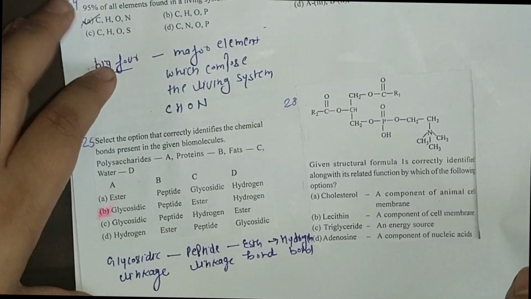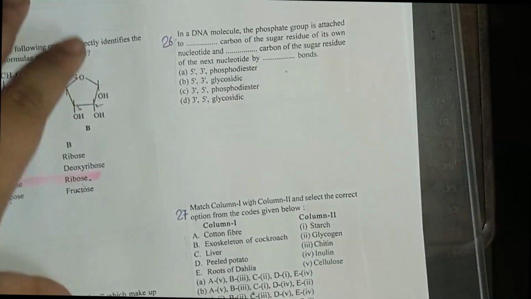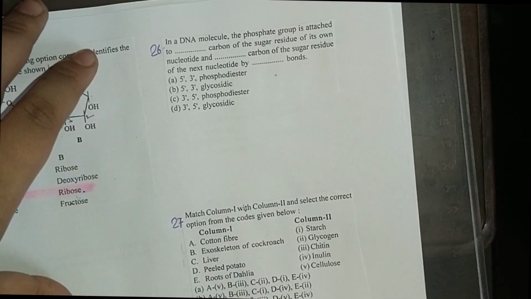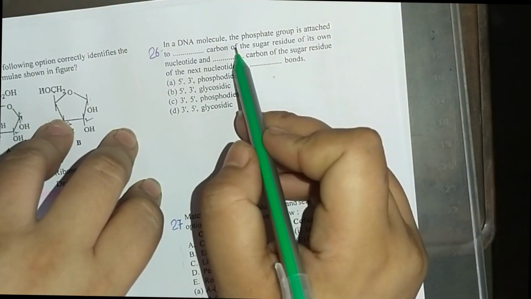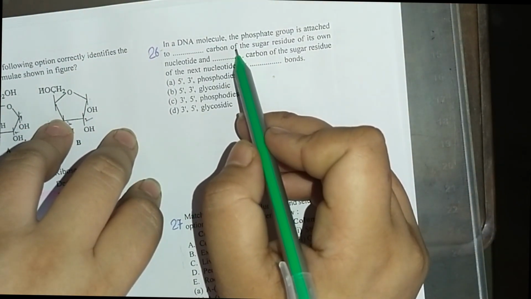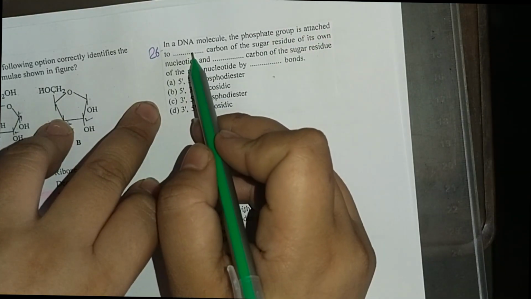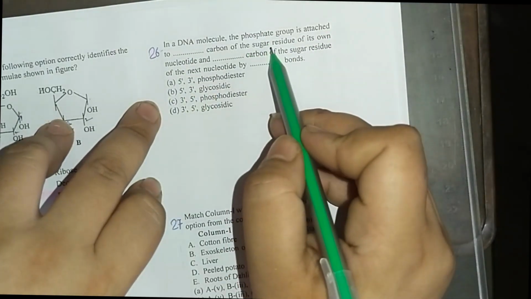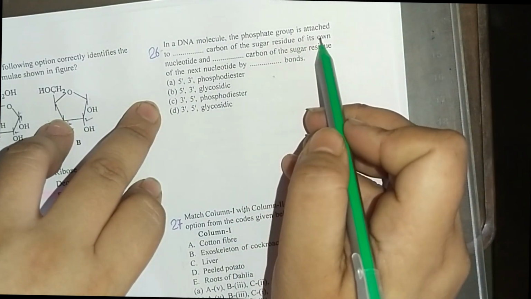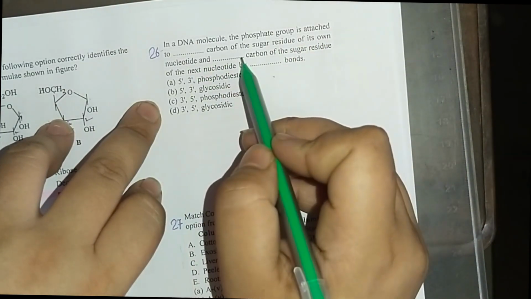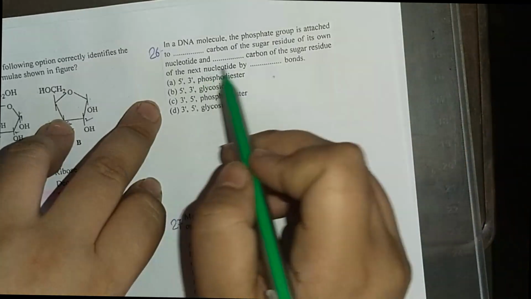Moving on to the next question. In a DNA molecule, the phosphate group is attached at the 5' end of the sugar residue of its own nucleotide and the 3' end of the sugar residue of the next.